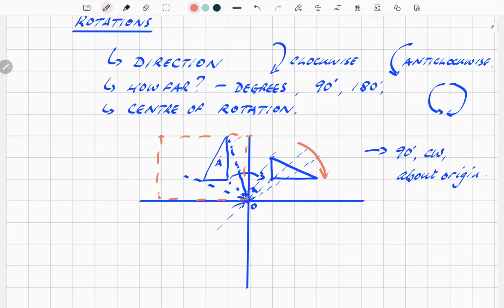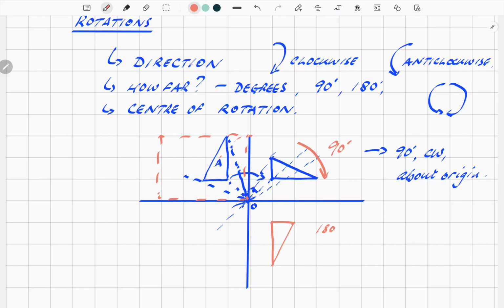And you could go either direction. If you were to go 180 degrees, that means you'd be in the opposite quadrant. So this is 90 clockwise, and 180, you'd end up down here, like that. All right, that's 180 about the origin.